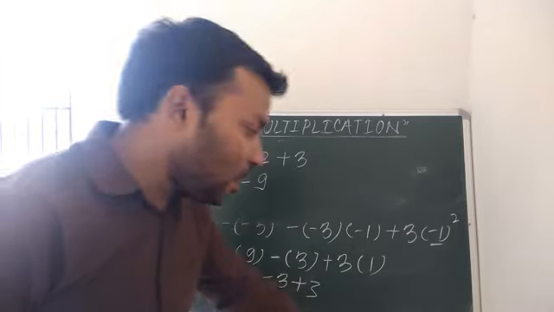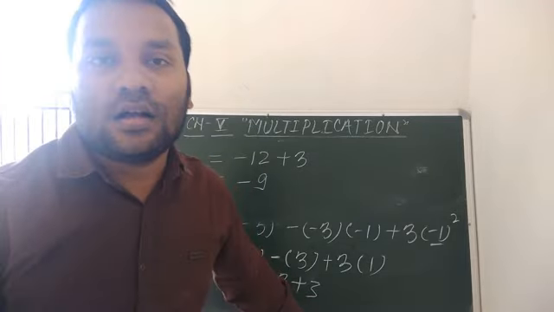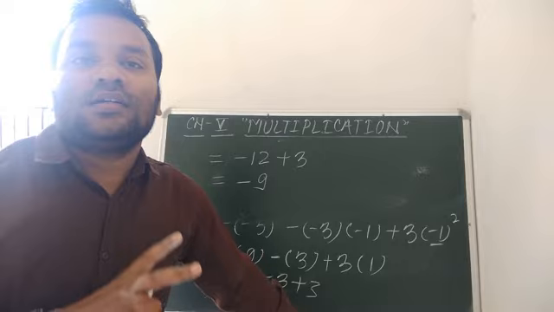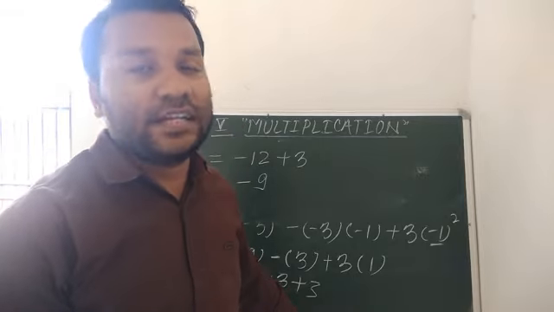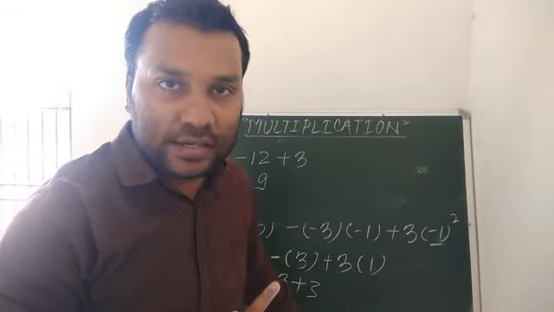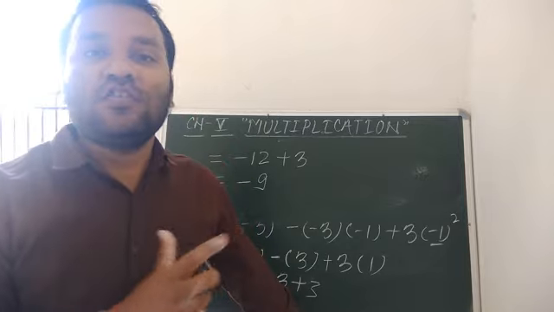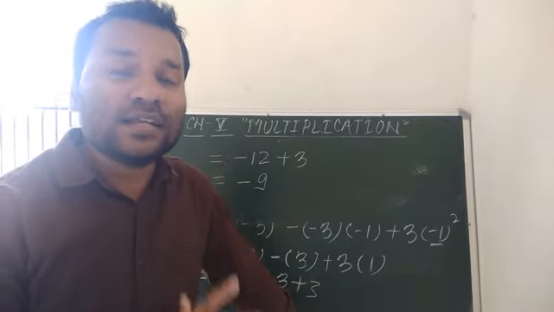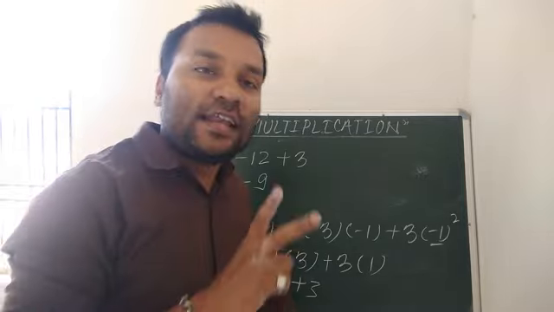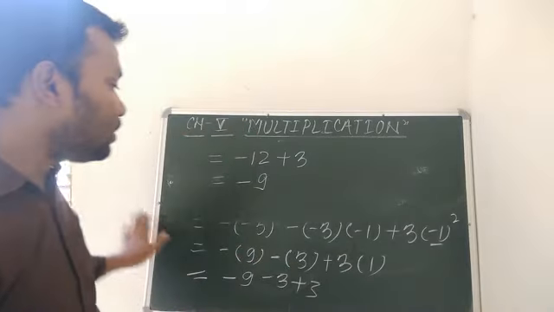So students, this is how we can apply our rule: the value of a negative quantity will be negative if the power on that negative quantity is an odd number, and the value will be positive if the power is an even number. We can apply this rule to solve such kinds of problems.